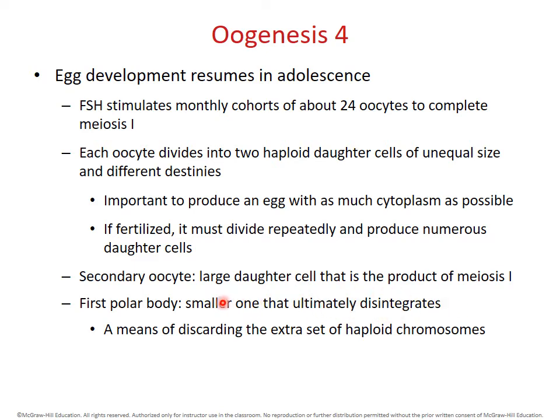It erodes away. So why this uneven division? Again, another difference between male and female. Males, remember, produce the smaller motile gamete.